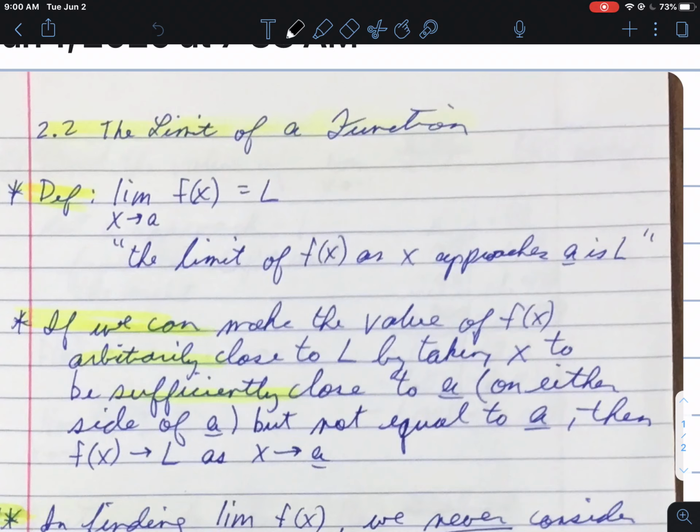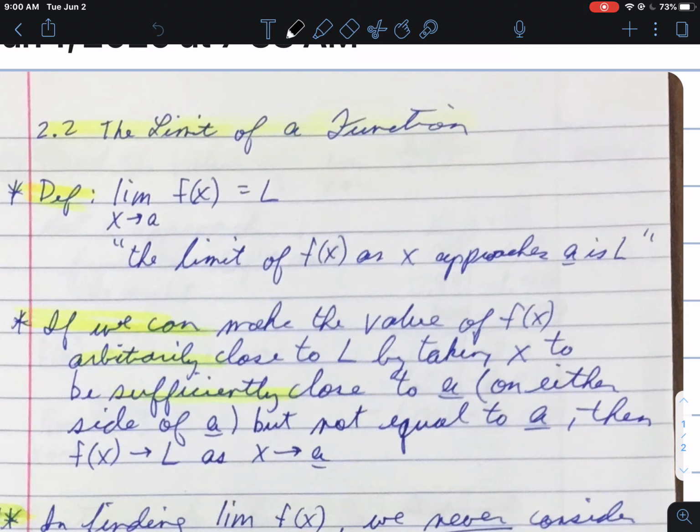Section 2.2, the limit of a function. Our main objective in this section is to really just introduce the idea of a limit. We've mentioned previously the idea of what a limit is, but we want to clarify exactly what we mean by a limit. What does a limit describe? How do we evaluate a limit, at least in the general sense?